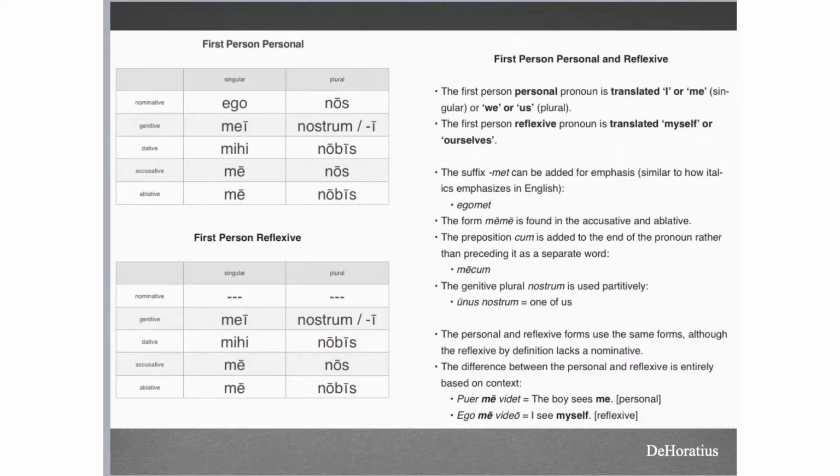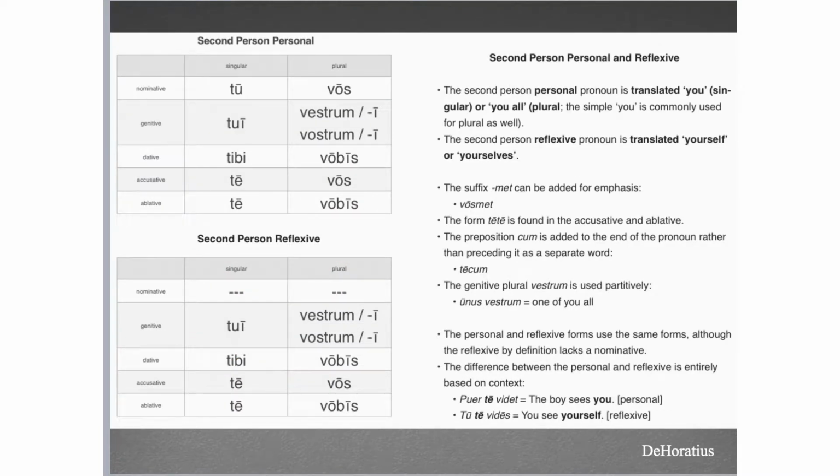But just to look back, here are the first-person and second-person pronouns. So here obviously is the first person, so ego, me, mihi, me, nos, nostrum, nobis, nos, nobis, right? And then we didn't talk about the reflexives yet. That's fine. Ignore that down there. So you know those, right? Those should be familiar. That is I and me and we and us. This is you in all of its forms, right? Tu, tui, tibi, te, te, vos, vestrum, vobis, vos, vobis. All right, and those are strictly personal pronouns, right?